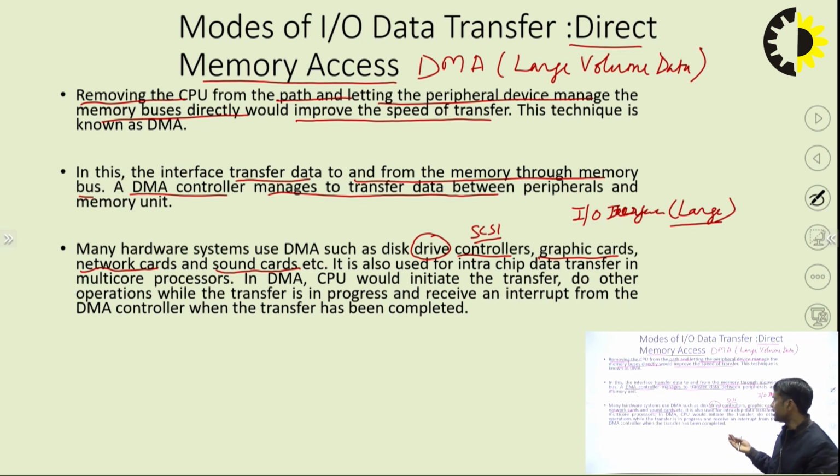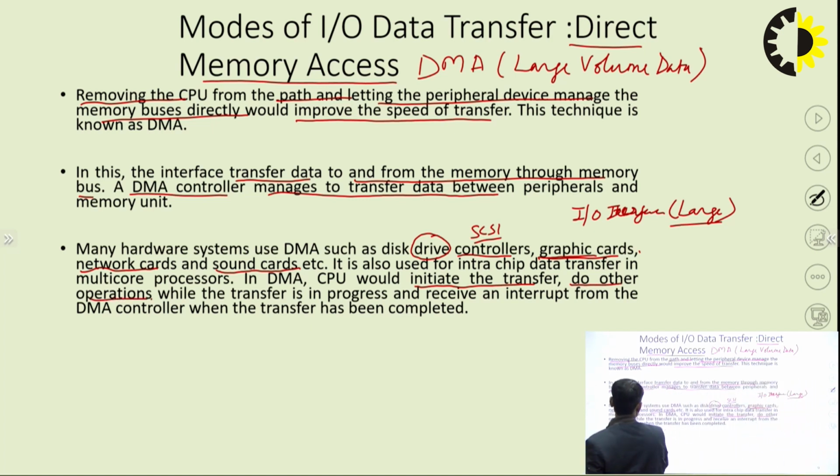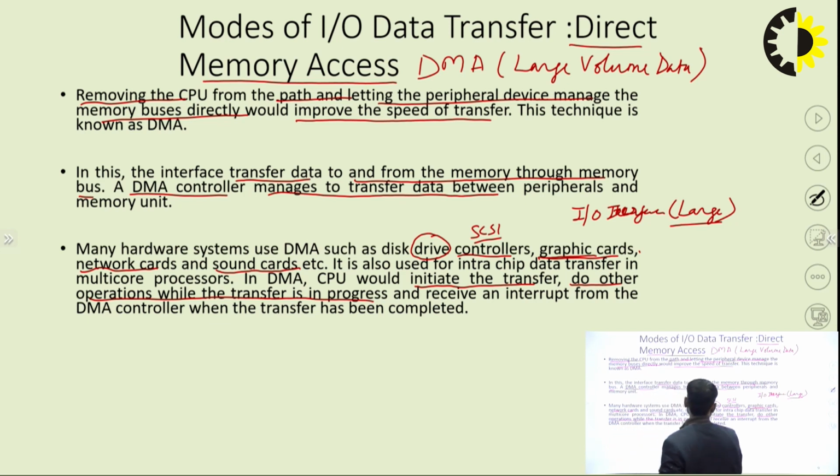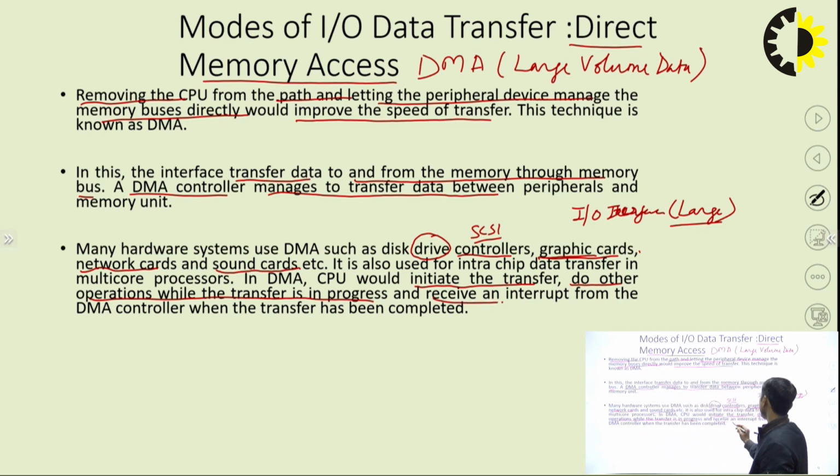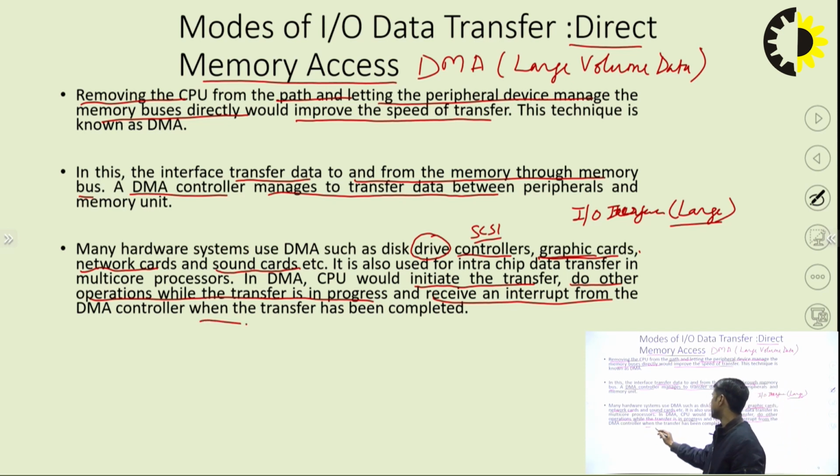So, this will engage the processor. These are the input devices or interfaces which basically have a large volume of information. In DMA, the CPU would initiate the transfer, that is, it will start it, and then it will do other operations while the transfer is in progress, and receive an interrupt from the DMA controller when the transfer has been completed.